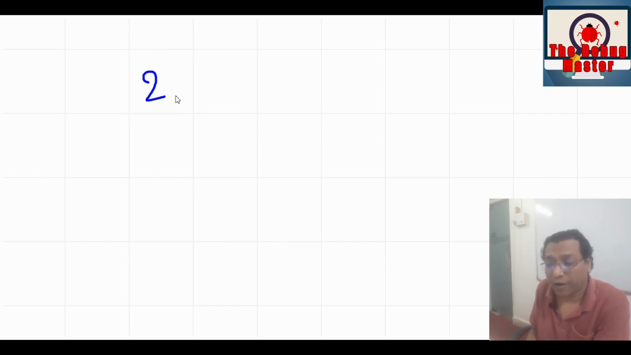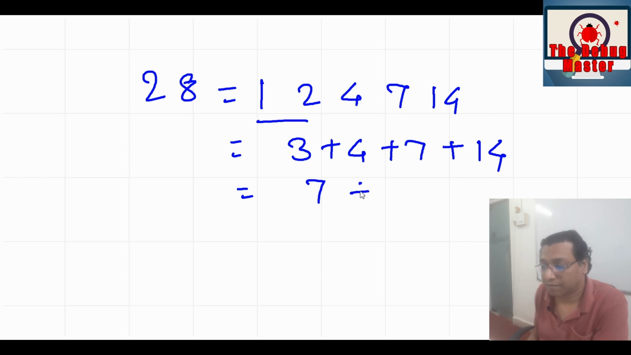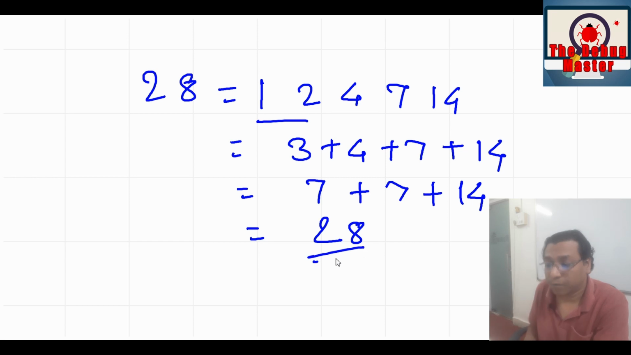Consider a number 28. Now divisors of 28 are 1, 2, 4, 7 and 14, and if we take addition of these numbers, it is 3 plus 4 plus 7 plus 14, and is equal to 7 plus 7 plus 14, and it is 28. That means again we see the addition of divisors of 28 is equal to 28. That means it is equal to the number. That means again 28 is a perfect number.